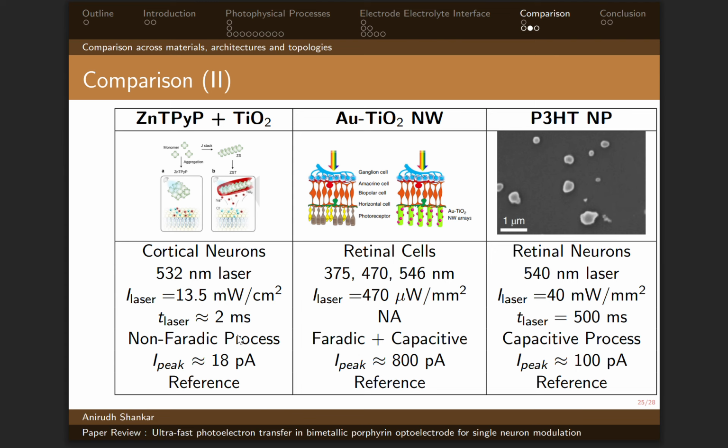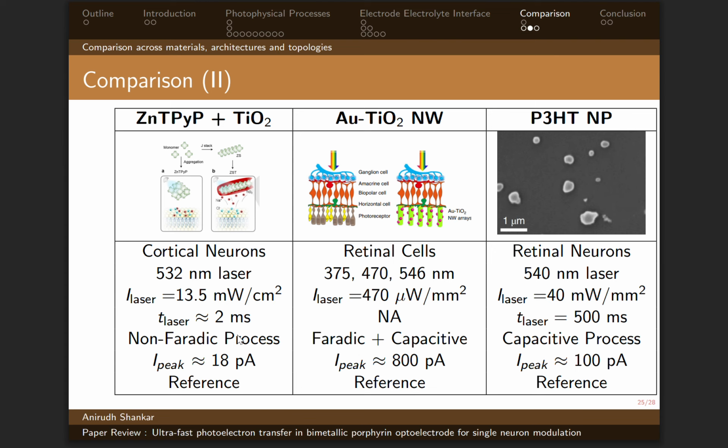And another structure is TiO2 doped with gold nanowires that was also used for retinal cell stimulation. This structure was excited using 3 different lasers that correspond to RGB, 375, 470, and 546 nanometer, with an average intensity of 470 microwatt per millimeter square. The process here is a combination of faradic and capacitive process, leading to a peak current of approximately 800 picoampere.